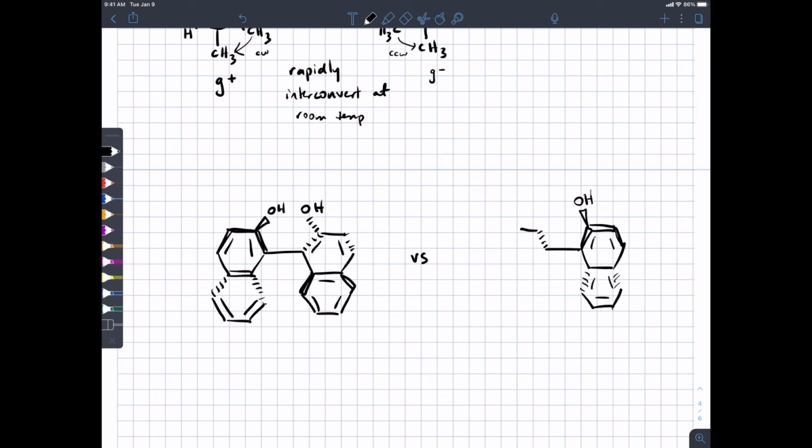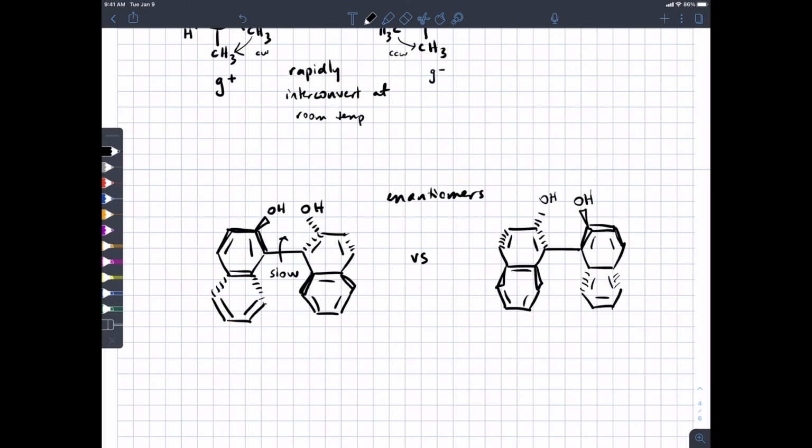And it can be difficult to visualize why these two are enantiomers of each other unless you look at a space-filling model. So we'll do that in just a second. Those two conformations of this molecule are enantiomers because rotation around that carbon-carbon bond is slow enough that you can separate these two molecules and use them.